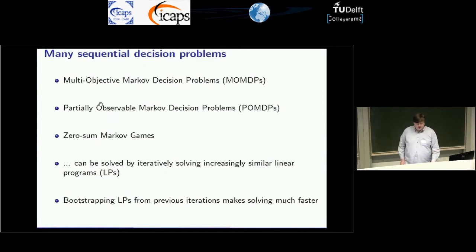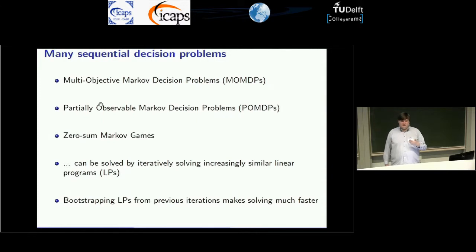Some of these problems are multi-objective Markov decision problems. I'll talk a bit more about them in a minute. Partially observable Markov decision processes, which I probably don't have to tell you anything about. Zero-sum Markov games. And these can all be solved by iteratively solving increasingly similar linear programs.